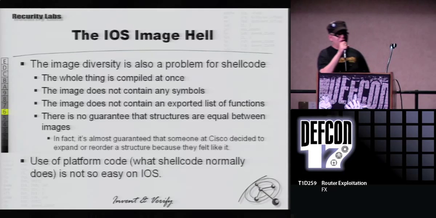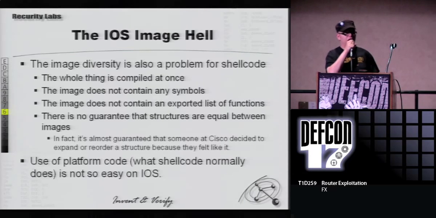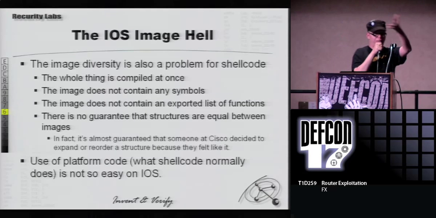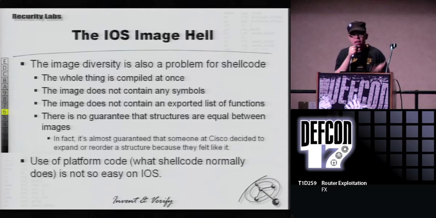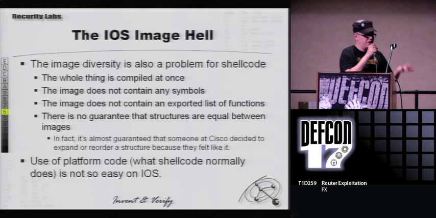So this diversity is also a real problem for shellcode, right? In shellcode, you usually need to get access to addresses somewhere, like functions. You're calling functions off the operating system. That is the whole point of your shellcode. Well, the problem is the functions are always at different places, different addresses. And since it's compiled at once, they don't need something like a registry or something like exports from DLLs that tell you where functions are.